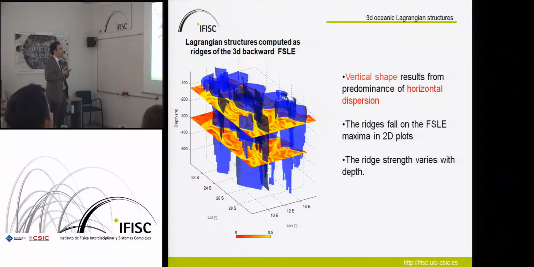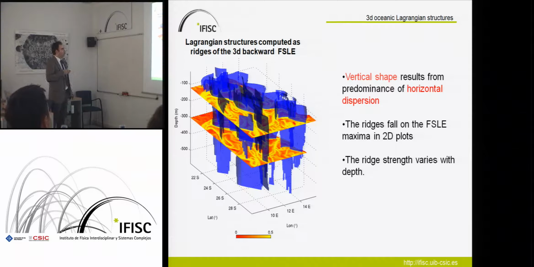So then we extracted the ridges, and the first thing that we observed was that they have predominantly a vertical shape. We concluded that this is the effect of the predominance of horizontal dispersion in the ocean, because the Lagrangian structures should be normal to the strongest direction of dispersion, which is the horizontal in this case.